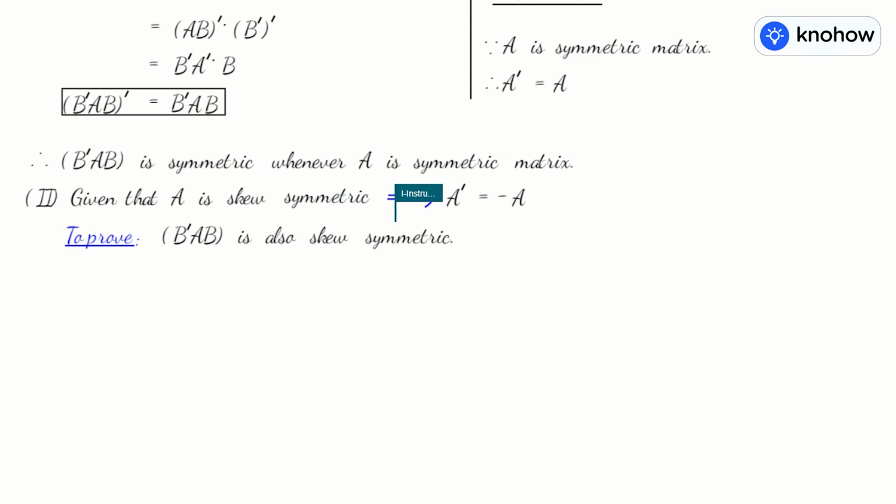So consider B dash AB transpose. And as I told you earlier also, take it as the product of B dash into AB. And the transpose will be the product of their transposes but in the reverse order. That is AB dash into B dash dash. Now AB dash will be again B dash A dash, that is the product of their transposes but in the reverse order. And B dash dash will give you B.